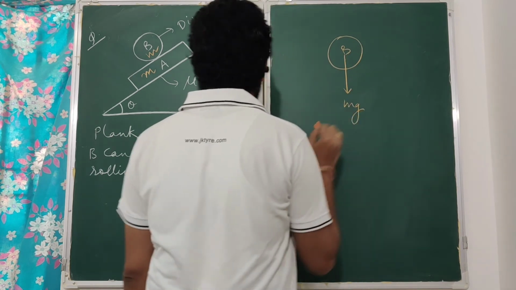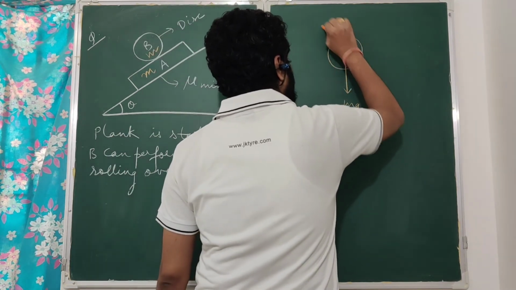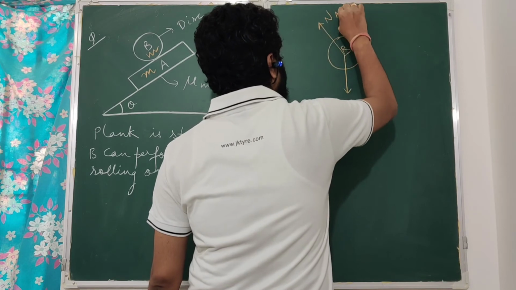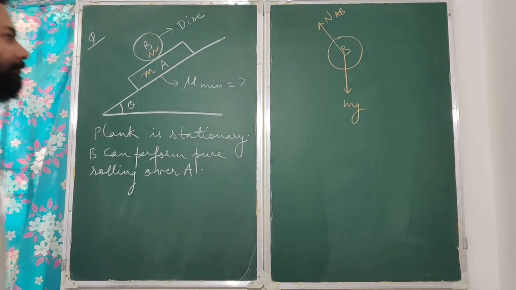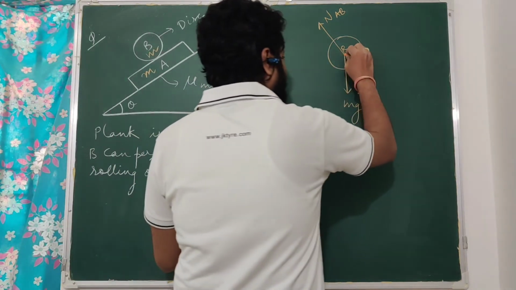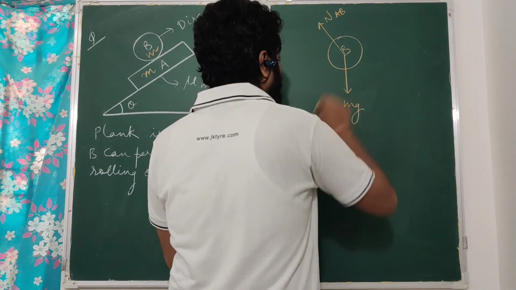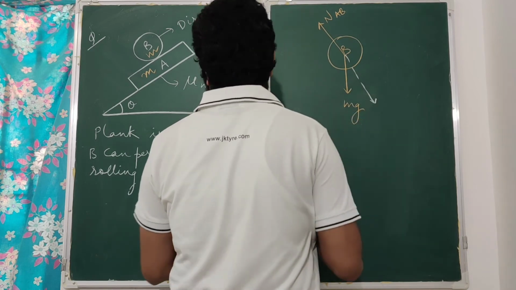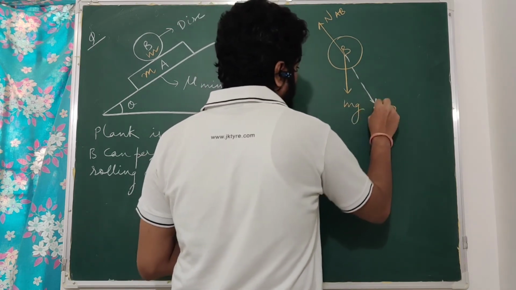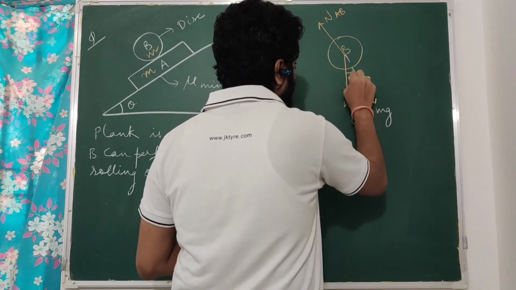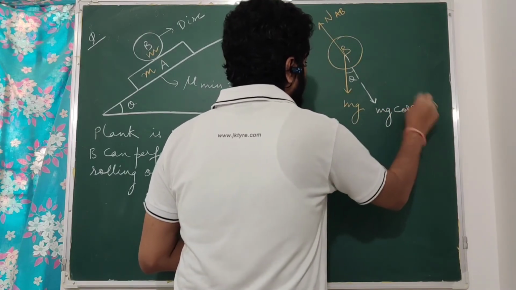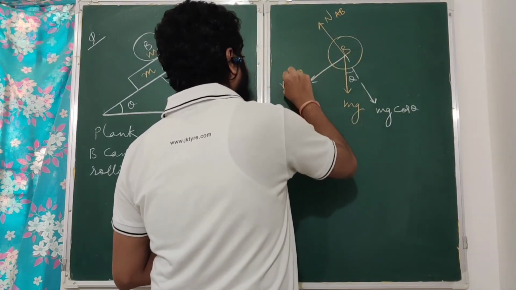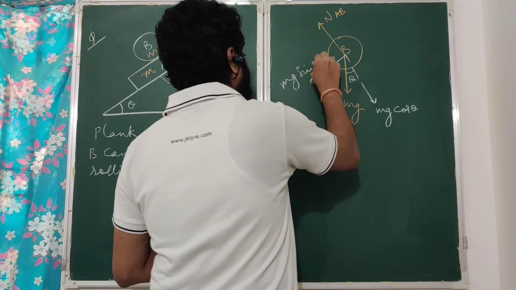One is your mg, vertically downward. Then there is some normal reaction which exists between A and B. Correct? So this mg will have two components. We can break it down. This will be angle theta. So this is mg cos theta, and this component will become mg sin theta.